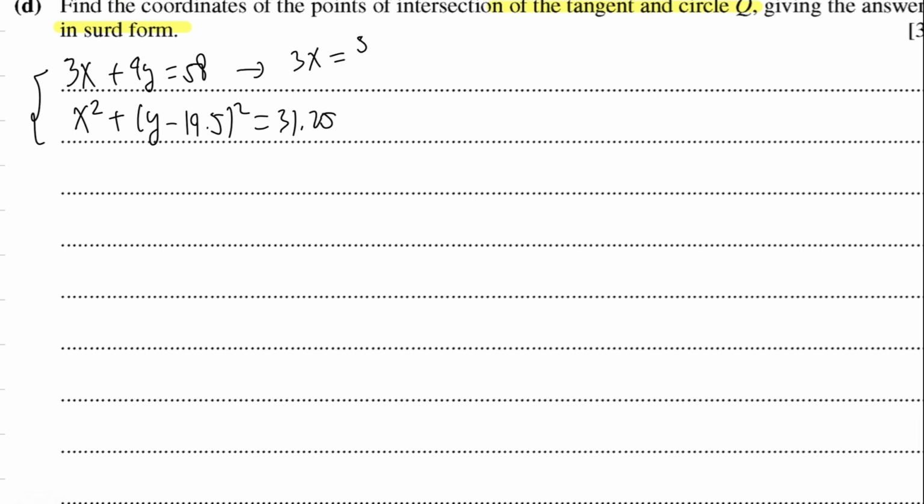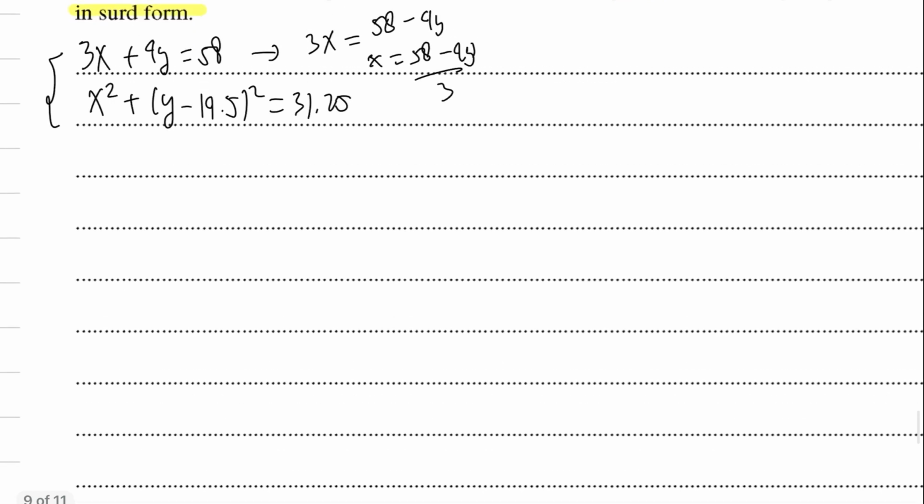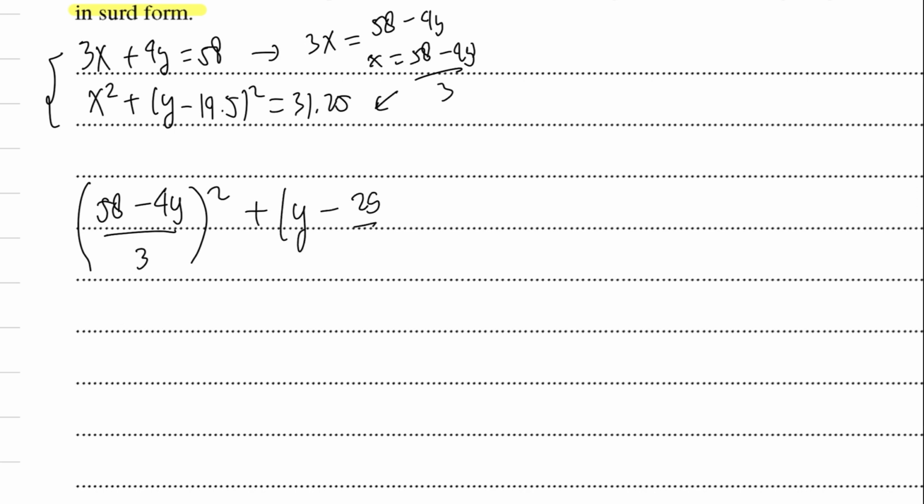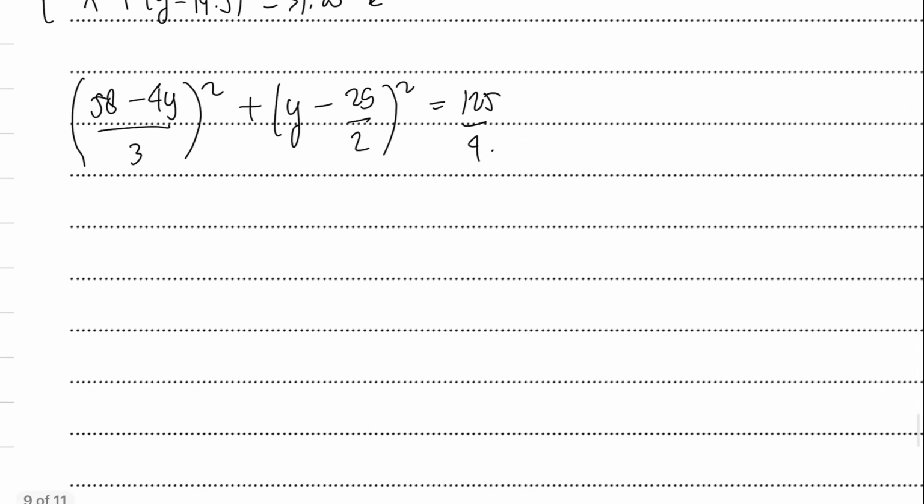So 3x equals 58 minus 4y. So x equals (58 minus 4y) over 3. We substitute into our circle. We will get ((58 minus 4y) over 3) squared plus, let me write it as a fraction, (29 over 2) squared equals 31.25. 31.25 as a fraction is 125 over 4. Okay, hope it's better. Use fractions.